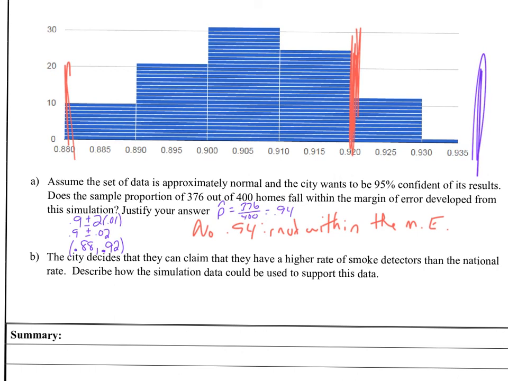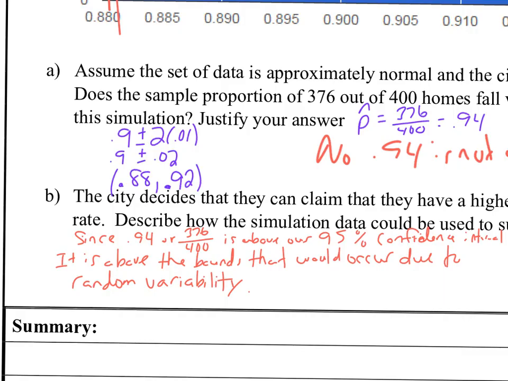I'm going to pause it, write that out, and then read it through for you. So here it is. Since 376 over 400, or 0.94, 94%, is above our 95% confidence interval, it is above the bounds that would occur due to random variability. It's just not likely to happen, which means they can claim that. And that's why they can claim it. The number is clearly above.